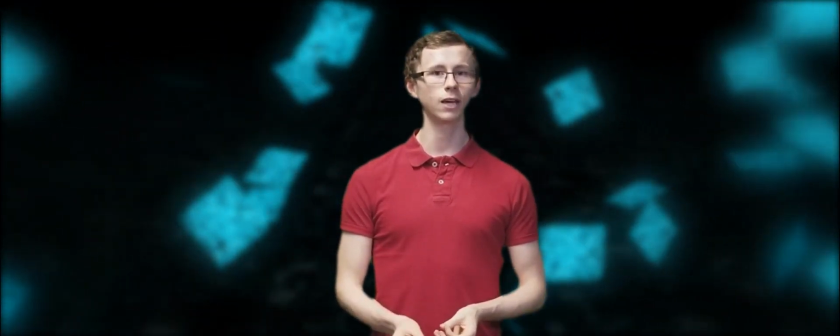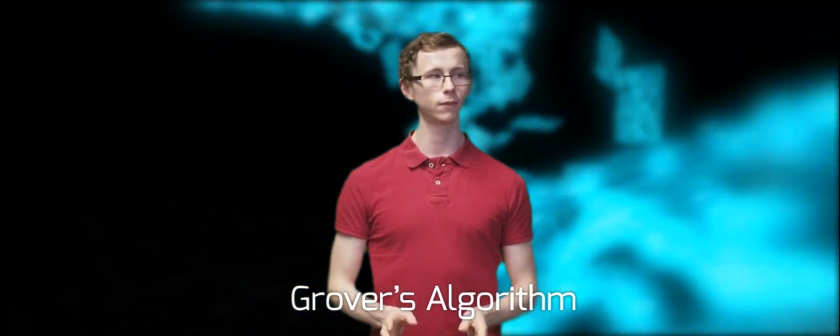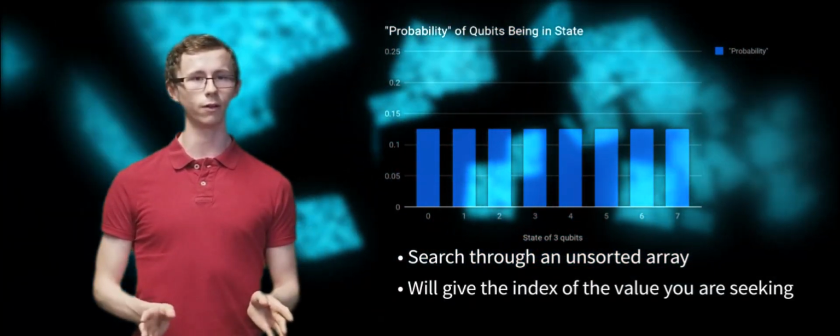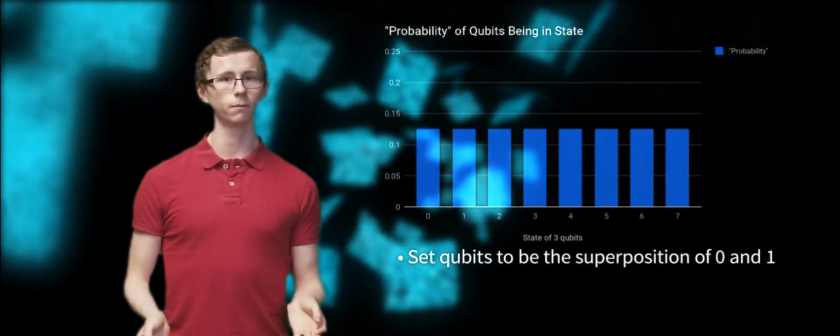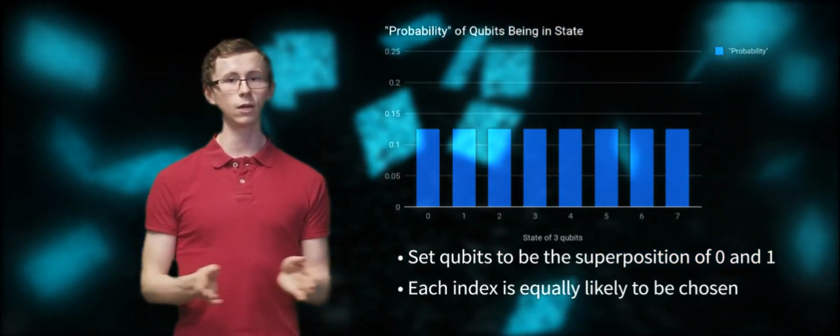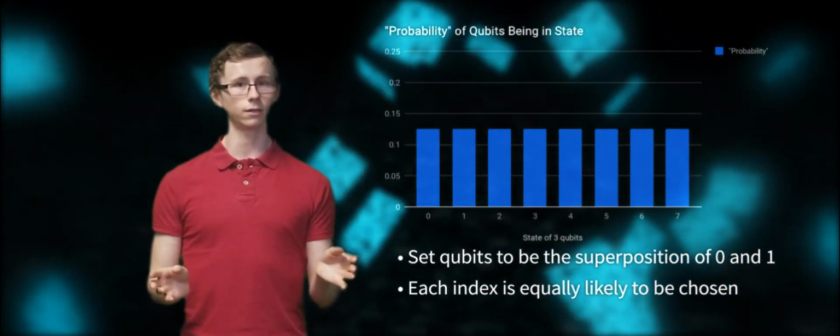Algorithms for quantum computers can be quite complex, so we've decided to go through an example of one quantum algorithm called Grover's algorithm. I have here an example array, and what Grover's algorithm does is it allows you to search through an unsorted array for some value, and it will give you the index of the value. The way Grover's algorithm works is we first start with all of our qubits, and we initialize them to be the superposition of 0 and 1. If we were to look at all of our qubits and interpret them as a number, it has an equal probability of being any one of the indexes of our array.